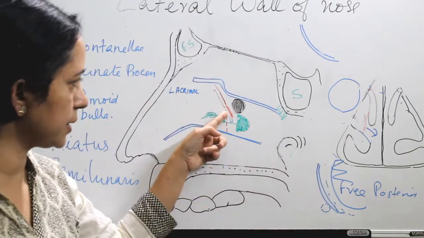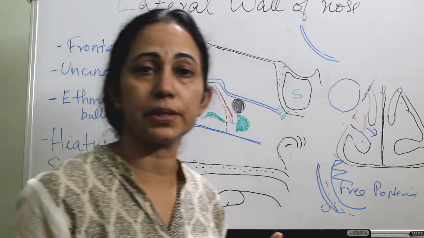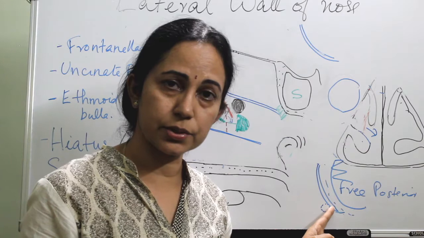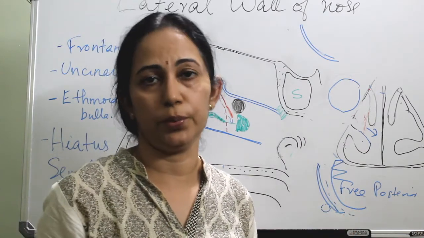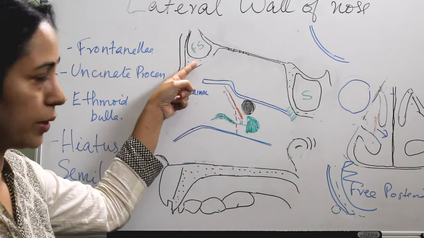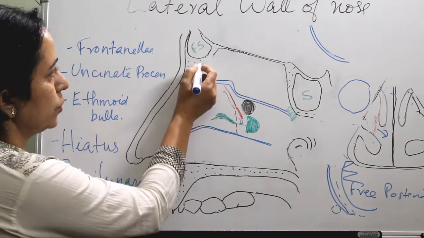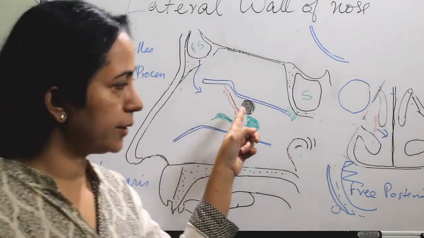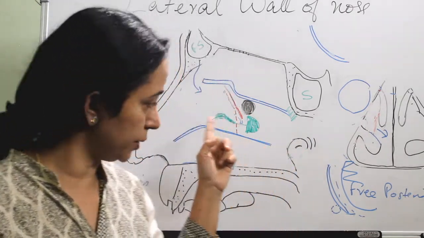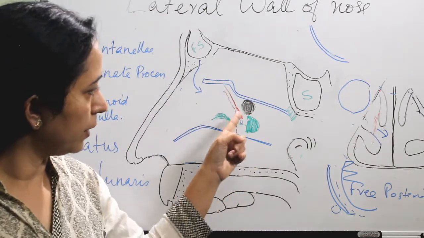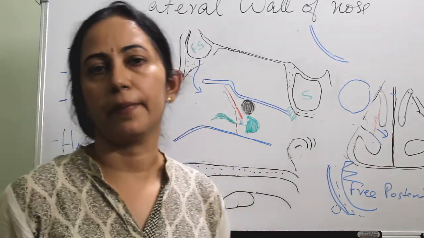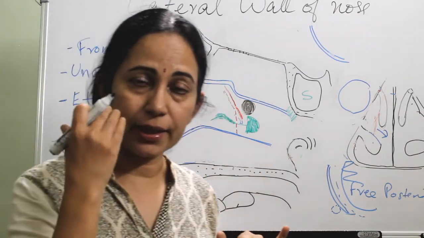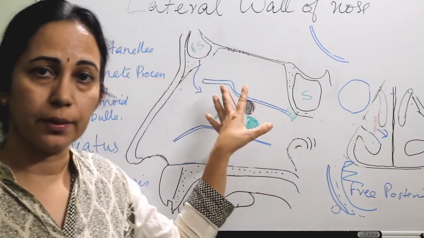The hiatus semilunaris is a two-dimensional space between the posterior free border of the uncinate process and the anterior face of the ethmoid bulla. The frontal sinus drains into the most anterior part of the middle meatus, and the anterior ethmoidal cells drain into the middle meatus through the ethmoid bulla, and the maxillary sinus also opens there. So the frontal, maxillary and anterior ethmoidal cells open into the middle meatus.